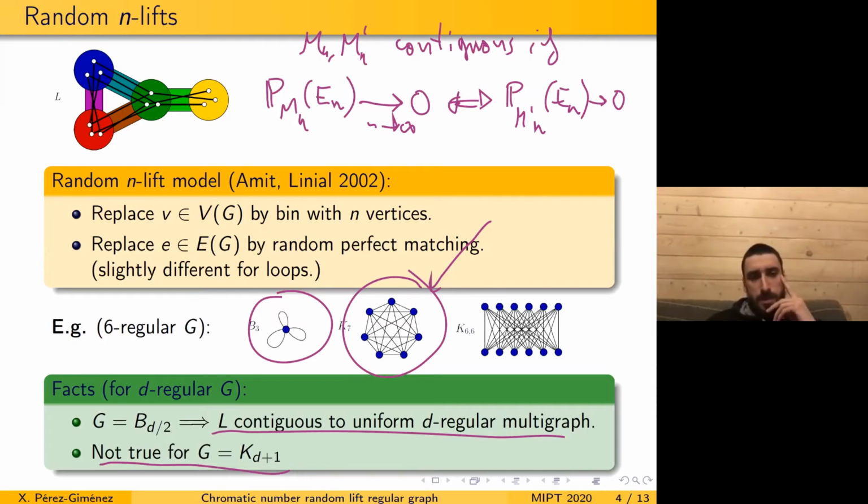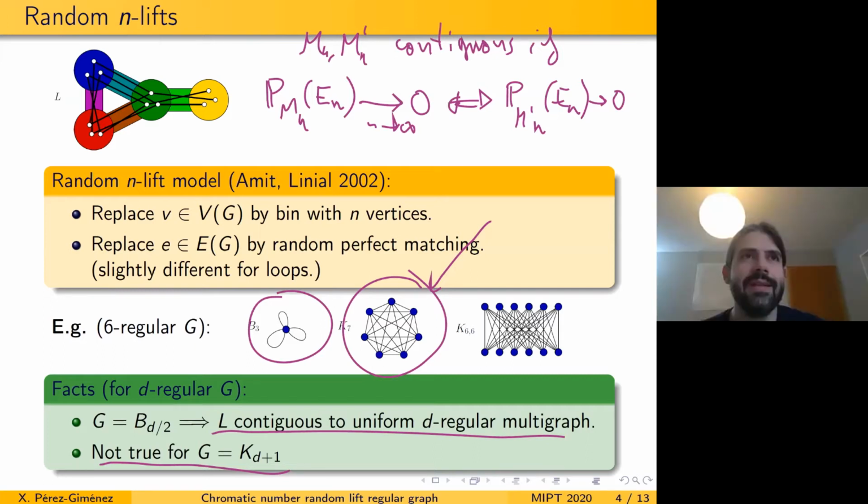So the question is, is it true that the interest in considering these random n-lift models came exactly from this, that when you consider a bouquet, you get that it is very close to the d-regular case, and the question was, is it true for other graphs or not?